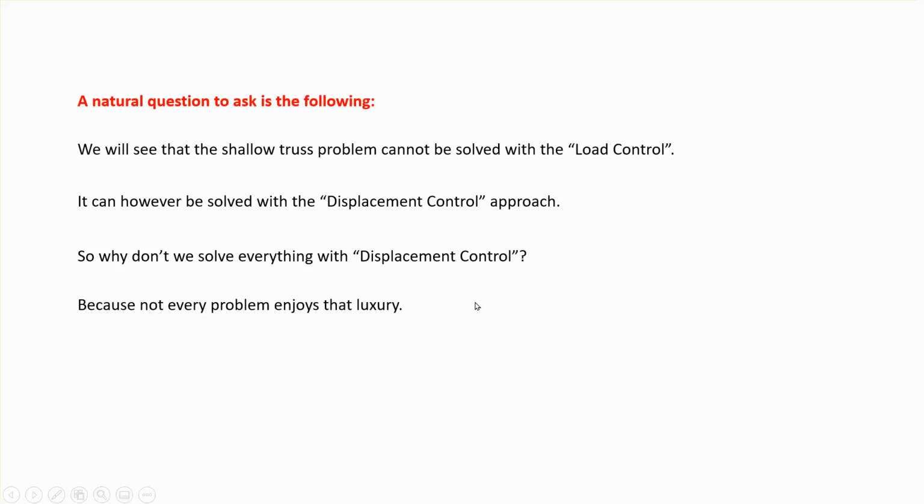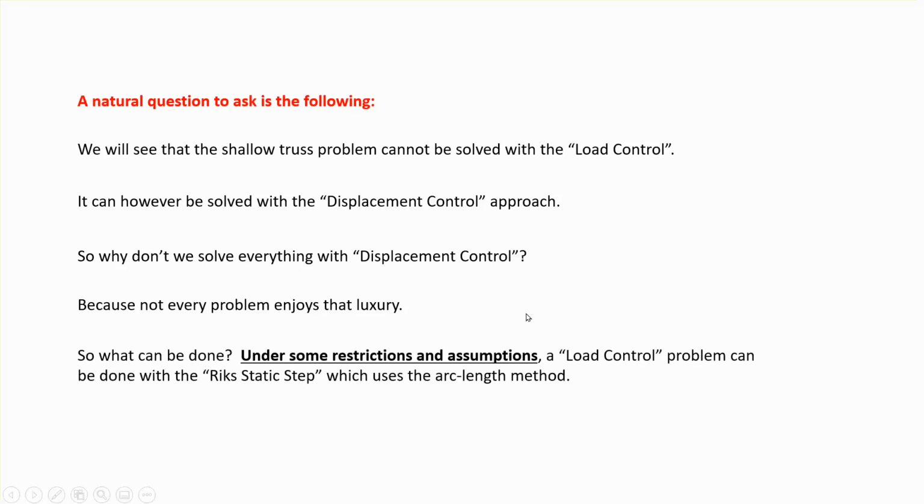The problem is that not every problem enjoys this luxury. Now, there are some restrictions even if you have load control, like the shallow truss problem. Even with load control applied to the shallow truss problem without a spring, it didn't work. But under some restrictions, there is an approach called the Riks static step. It's not a general static step, and it actually uses something called the arc length method, and it will work.